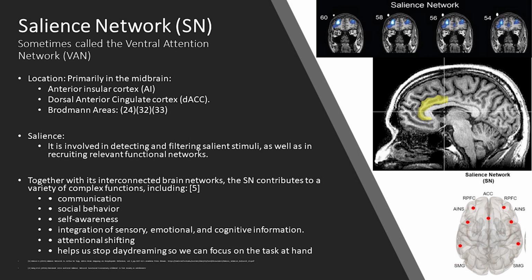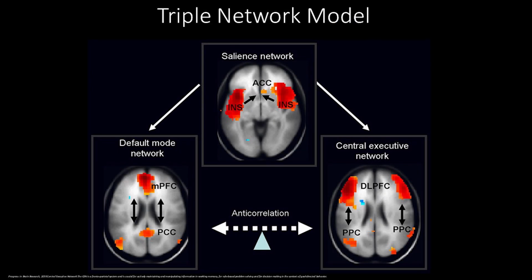So together with other brain networks, the Salience network contributes to communication, social behavior, social awareness, integration of sensory, emotional, and cognitive information, attention shifting, and it also helps us stop daydreaming so that we can focus on the task at hand. So before I talk about the clinical significance, I have to mention the triple network model.